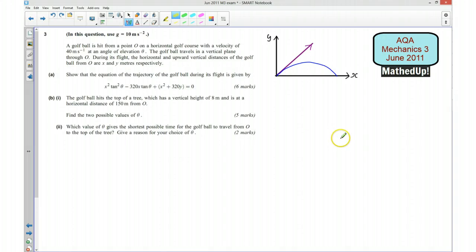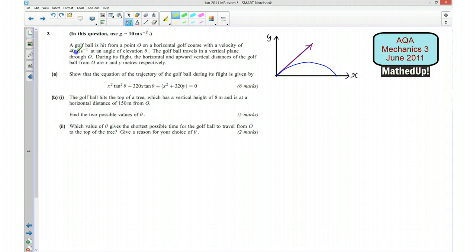Hi, this is question 3 from the AQA M3 June 2011 exam paper. We've got a golf ball that is hit from a point O on a horizontal golf course with a velocity of 40 meters per second at an angle of elevation theta.